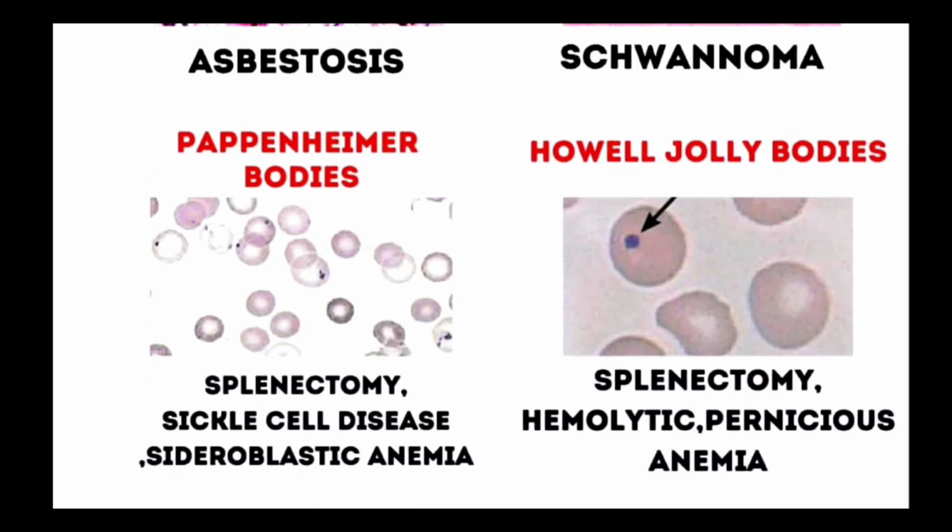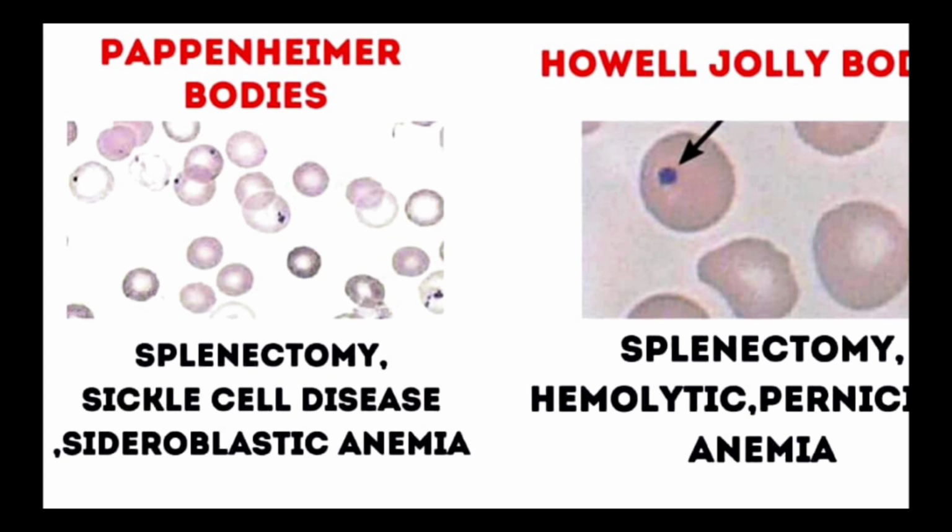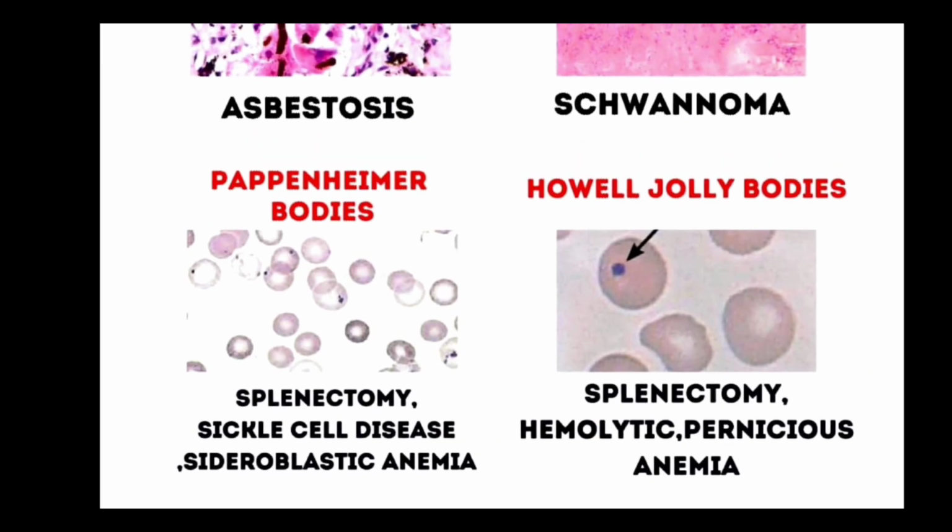Next, Pappenheimer bodies. Pappenheimer bodies are seen in splenectomy, sickle cell disease, and sideroblastic anemia. You can see Pappenheimer bodies. Next important is Howell-Jolly body. Howell-Jolly body is seen in splenectomy, hemolytic, and pernicious anemia.